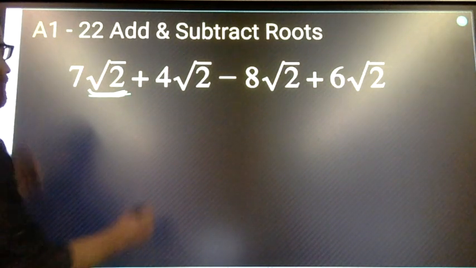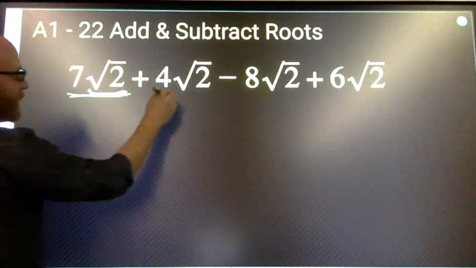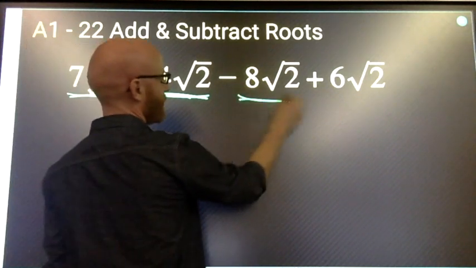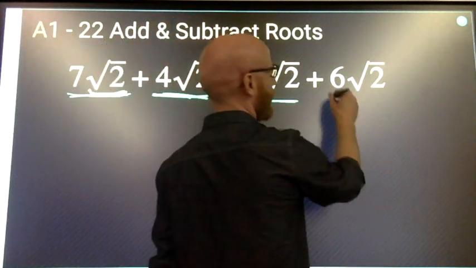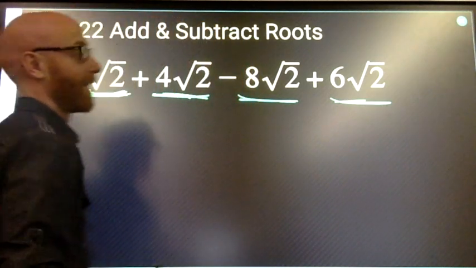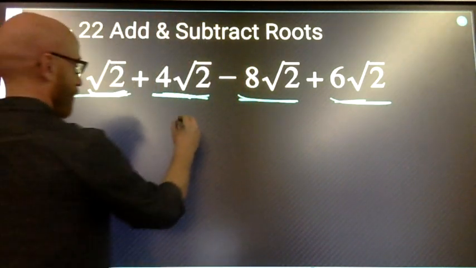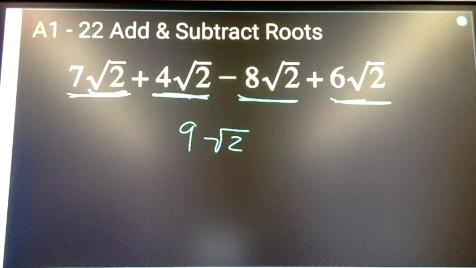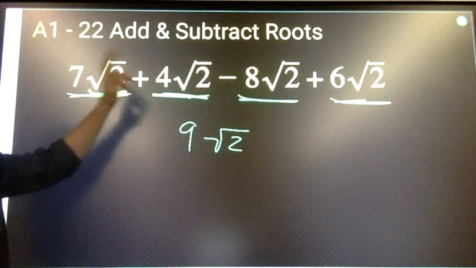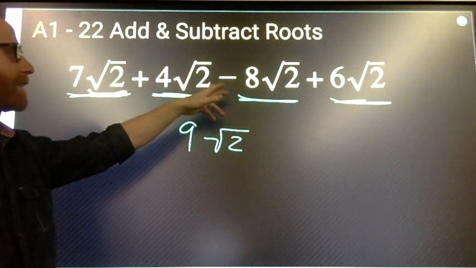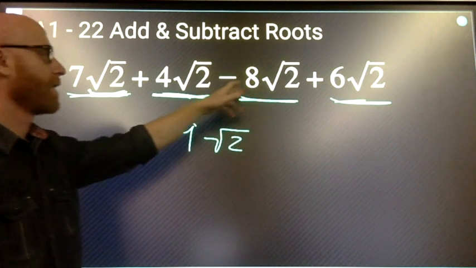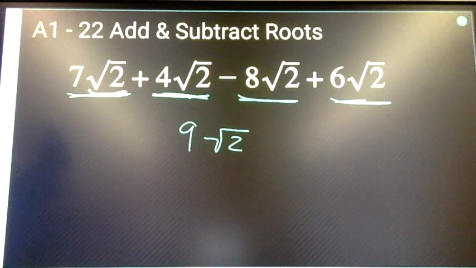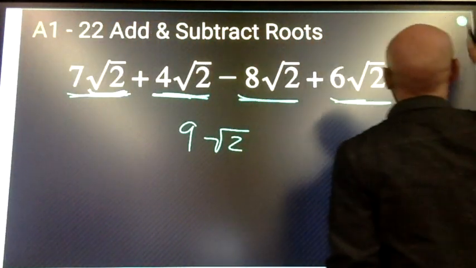And the way that I'll combine them is I've got 7 of these plus 4 more of these. That's 11 of those things. Minus 8 of them. That's 3 of those things. Plus 6 of them. That's 9 of those things. All right, so 9 square root of 2. Right? 9 square root of 2s is what I have here. 7 plus 4, 11. Minus 8 is 3. Plus 6 is 9. 9 square root of 2s. All right, so not too tough. Let's look at another one like it.